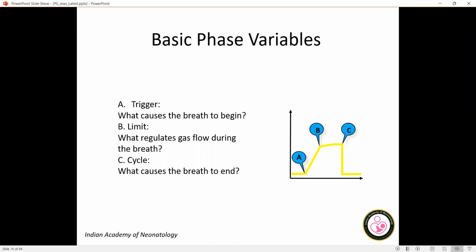And what are the basic phase variables? What is trigger? Trigger is what causes the breath to begin. It may be either time triggered or patient triggered. Patient triggered means it might be flow, volume, flow, pressure, or the diaphragmatic activity in the case of NAVA. And limit means what regulates the gas flow. It can be either pressure or volume. Cycle means what causes the breath to end. It can be either time cycled or flow cycled.